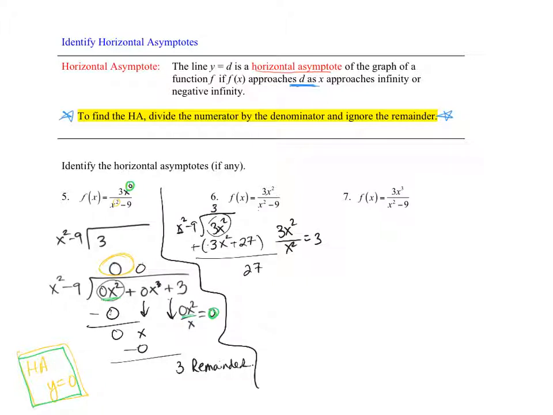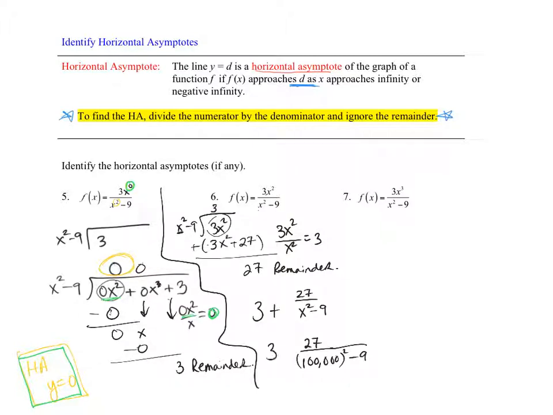You do end up with a remainder in this problem, but the remainder begins to not matter very much as our x gets bigger and bigger, because if we write this as 3 plus this remainder, 27 over x squared minus 9. Well, as x gets larger and larger, what happens is this remainder starts looking like this. Let's say if our x was 100,000, you'd square it and subtract 9.